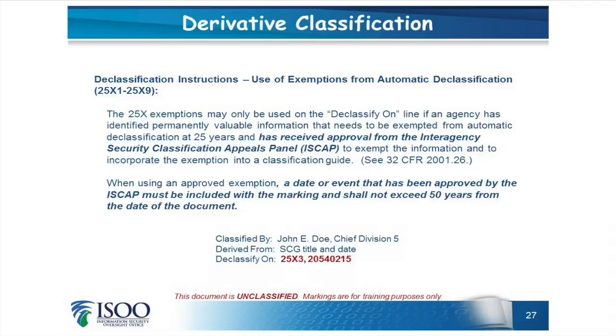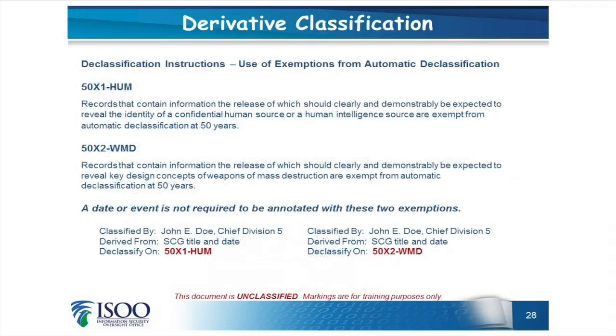The declassification line will show the appropriate 25X category, and a declassification date carries forward from the source document, or if classified off of a classification guide, 50 years from the date of the document creation. If an original classification authority is classifying information that should clearly and demonstrably be expected to reveal the identity of a confidential human source or a human intelligence source, the duration shall be up to 75 years and shall be designated with the following marking, 50X1-HUME.